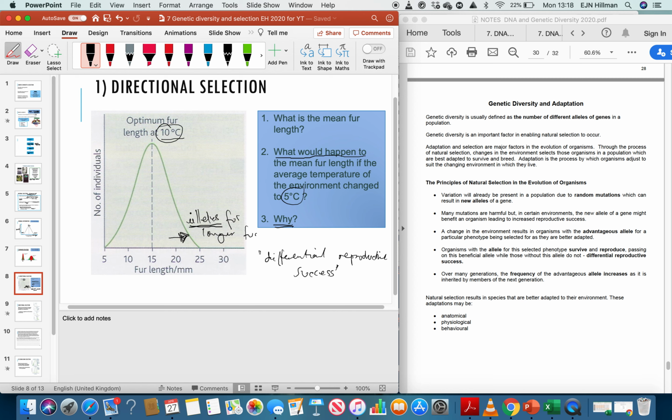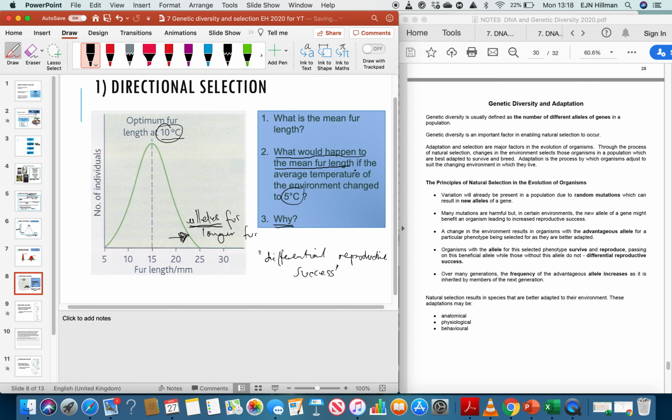Okay, so the frequencies of these alleles for longer fur would increase, and then you could probably predict that the normal distribution, this bell-shaped curve, will move to the right. To the right? Left, right, yeah. Not very good at that. Will move to the right. So the mean fur length would increase. So we've now used the graph.